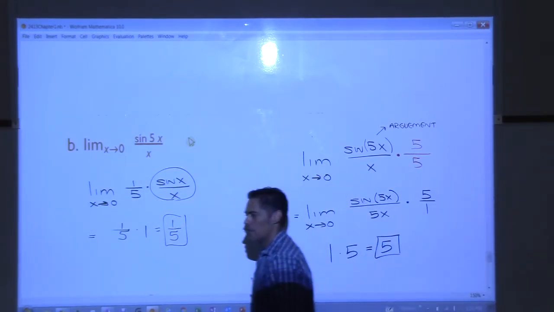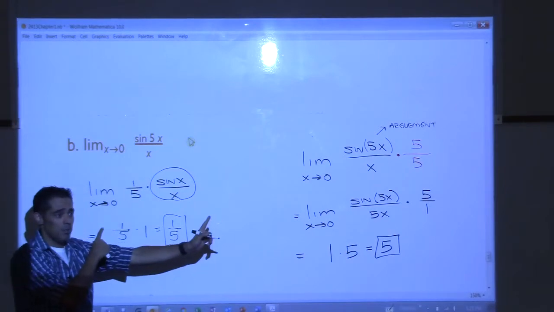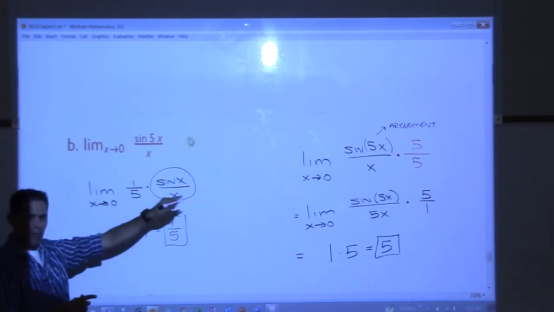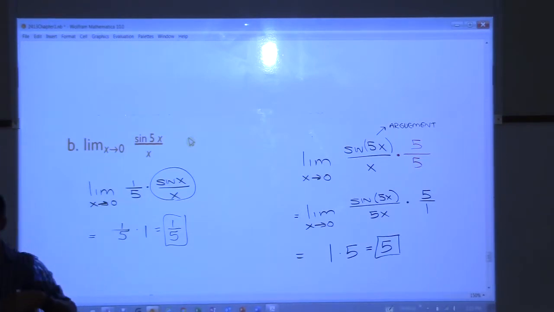Done. Do you see the difference between these two problems? This one was just pull the 5 to the side. That one we had to introduce something to make it work.